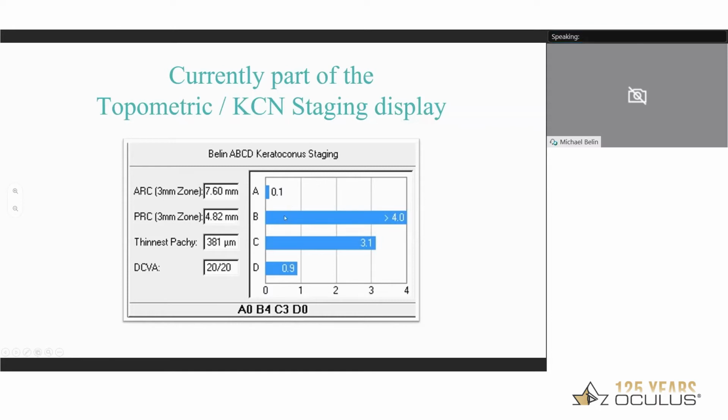More informative is actually the graphical analysis, so you can see exactly where everything fits. Here you can see that the corneal thickness is slightly above the 3 parameter, and the back surface actually exceeds 4. The most useful information for that specific patient is actually the numbers you can see here. So again, anterior radius of curvature, posterior radius of curvature, minimal pachymetry, and distance visual acuity.